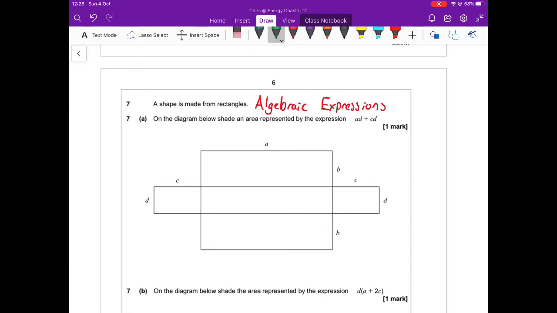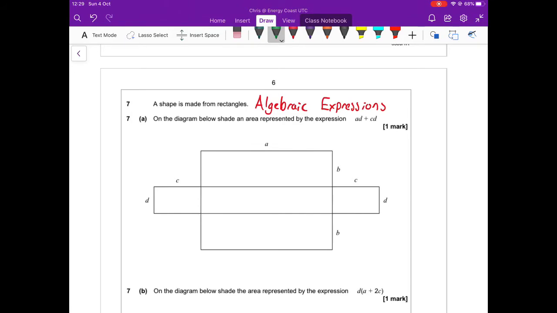Okay, this is not a particularly nice question. Let's just have a look at what we've got. We have in this picture 1, 2, 3, 4, 5 different rectangles. It's almost like a net of a box without a top, is essentially what we've got.